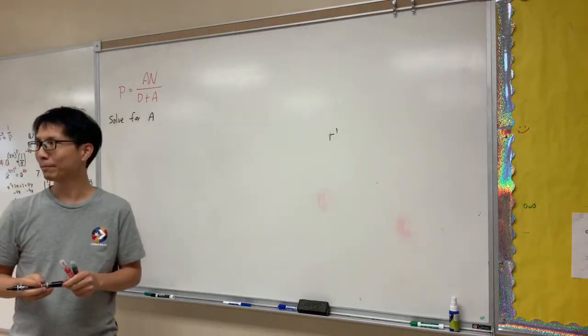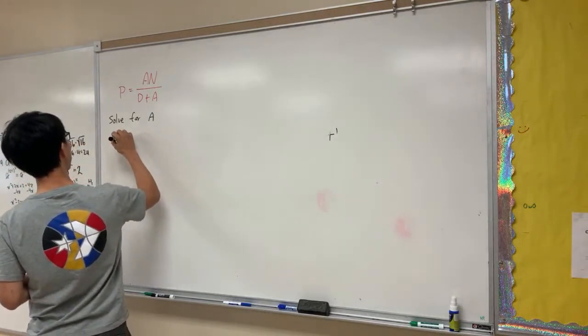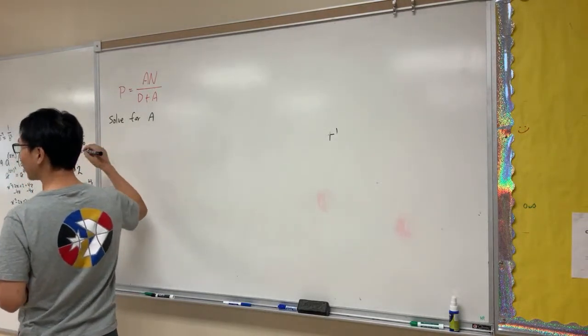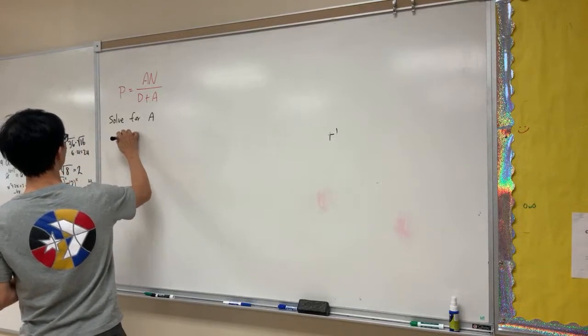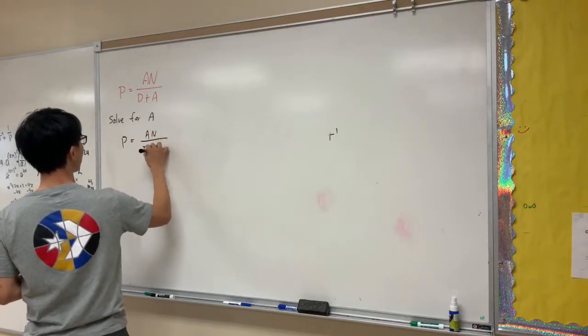I'm running out of time, so I had to show you how to do it. I'm so sorry I'm making this video, but I wish you could break through by yourself. So smash subscribe. P is equal to AN over D plus A.